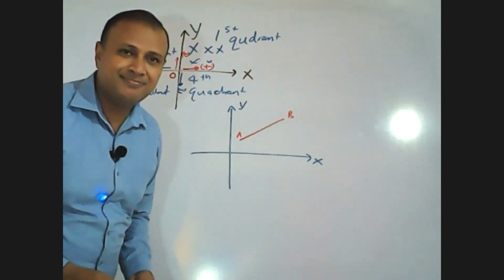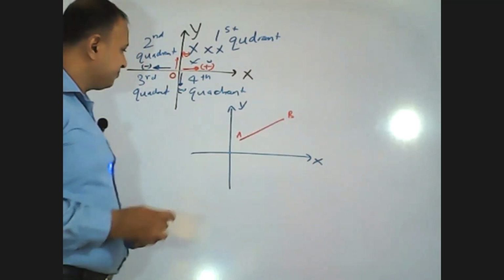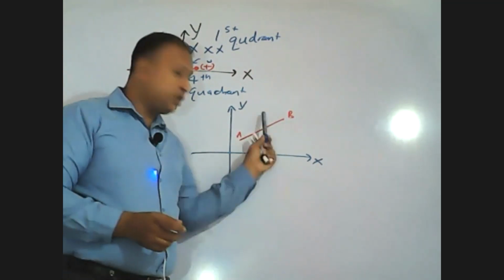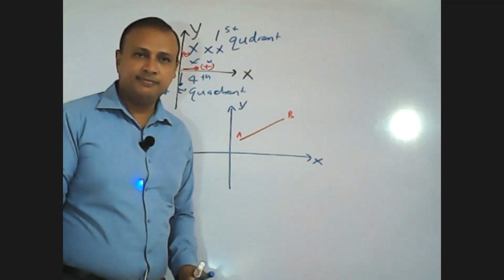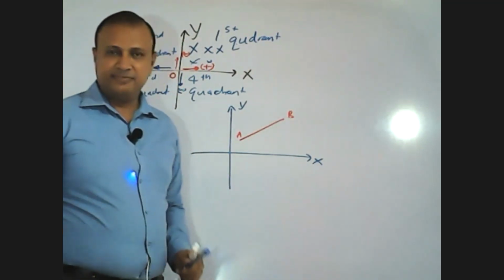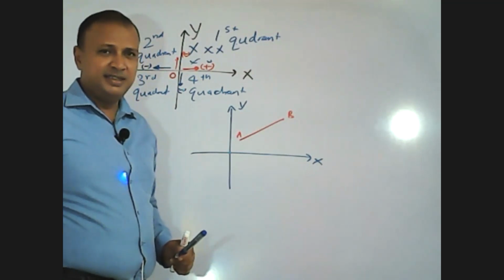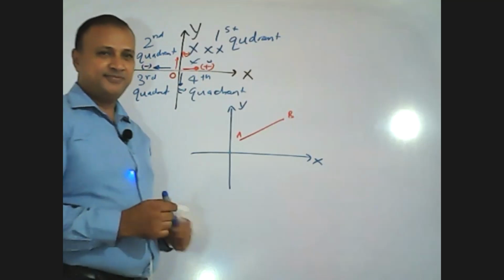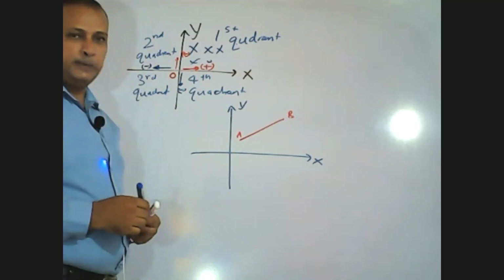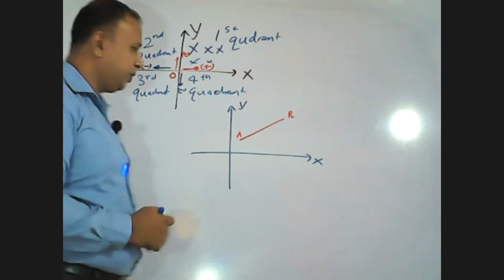How to do that? Can anyone tell me? How to get the projection of AB on the x-axis? How to get that one? I need your response, son. How to get that done?